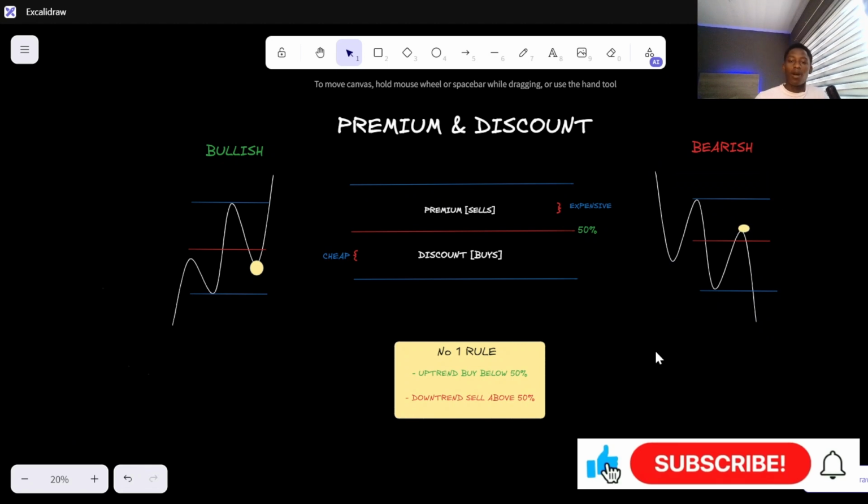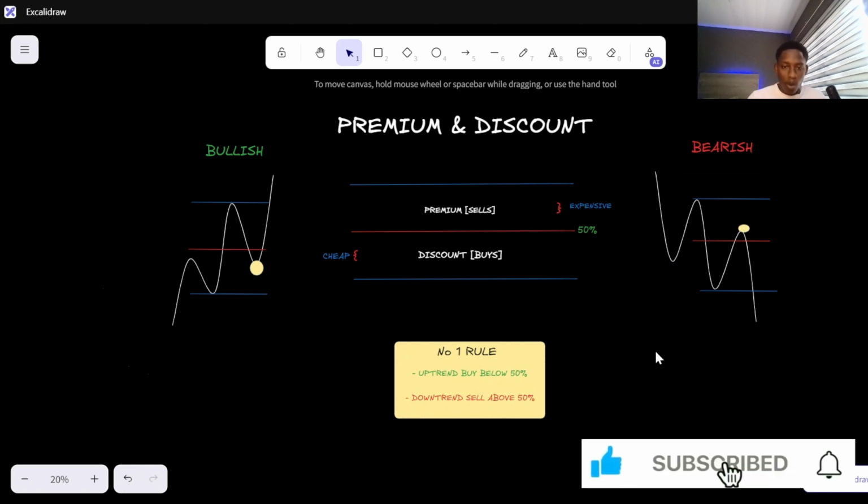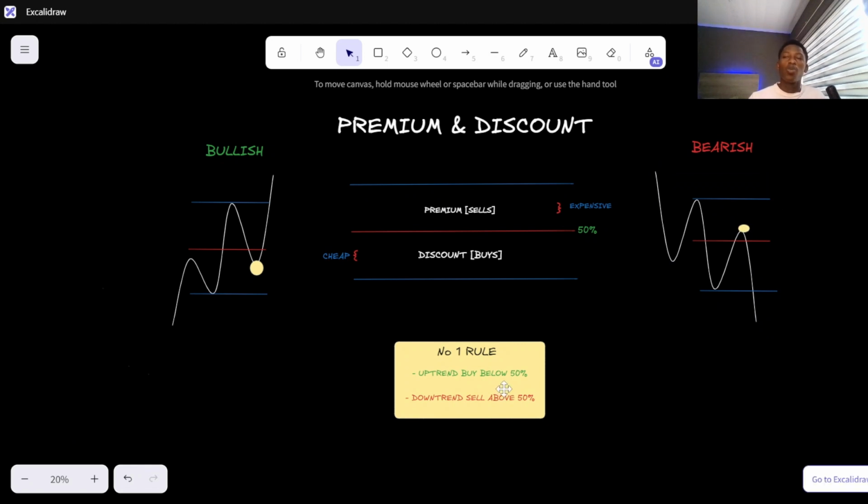Clean cut finish. Now the number one rule is on an uptrend, you need to buy below the 50%, or you need to buy in the discount, and then on the downtrend you need to sell above the 50%. So the red line is the 50%, even this side the red line is the 50%. If you're on an uptrend, you need to be buying below it, and if you're on a downtrend, you need to be selling above the 50%, guys. I feel like I've explained it to its core, guys.